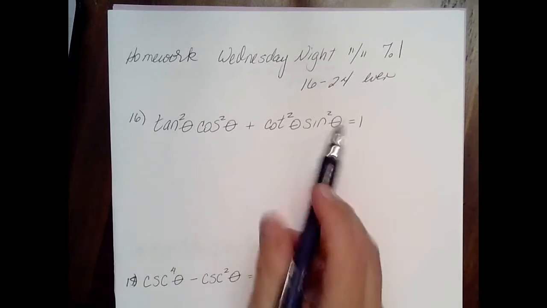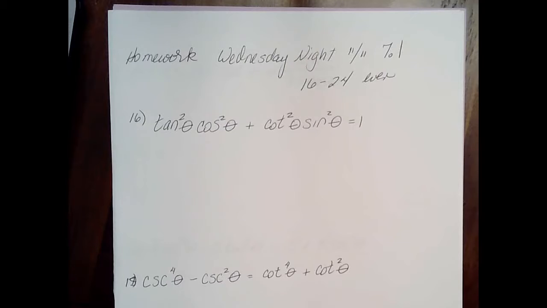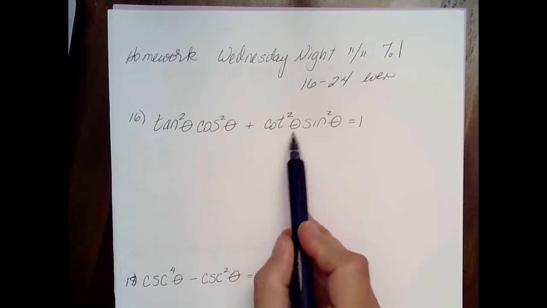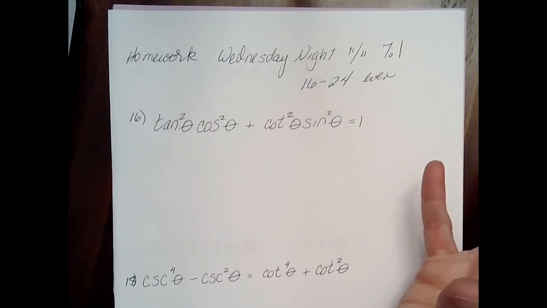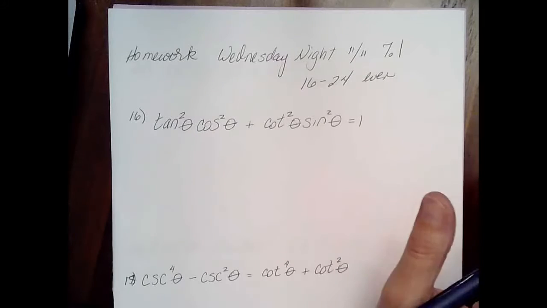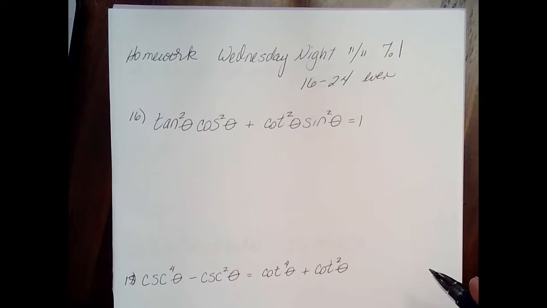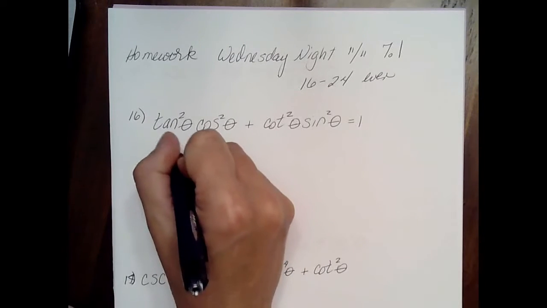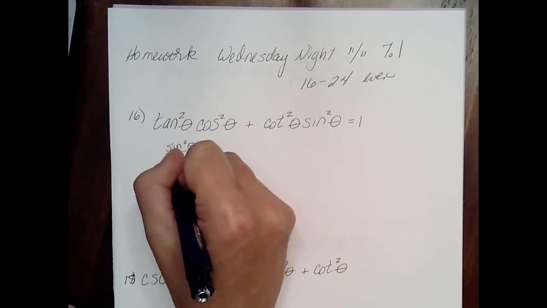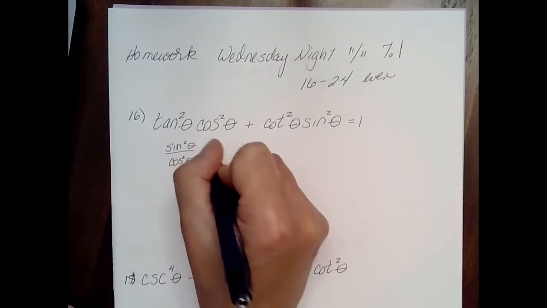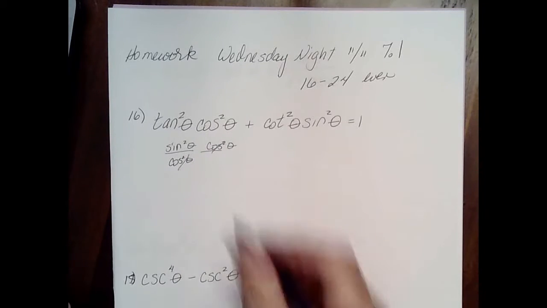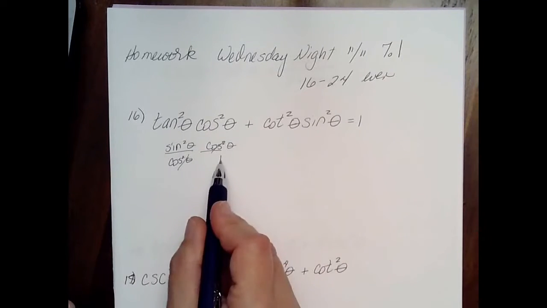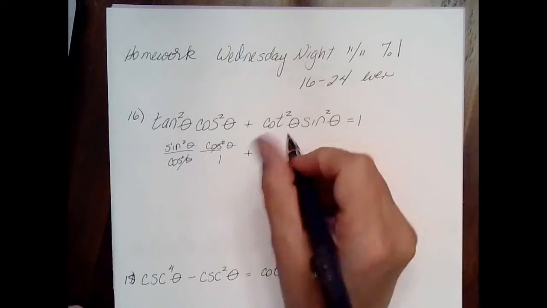Okay, I see squares. I'm always thinking identities, but for an identity, it has to be like a single guy by itself. And that's not happening here. So now I'm thinking, all right, let's go sines, cosines, see where it takes us. Okay, so this is going to be sine squared over cosine squared. Oh, well, look at that. That's a good start. That's promising. I'm thinking I'm going in the right direction now.